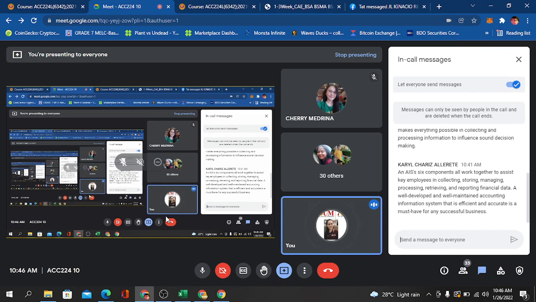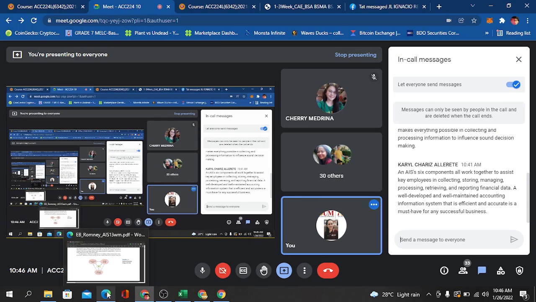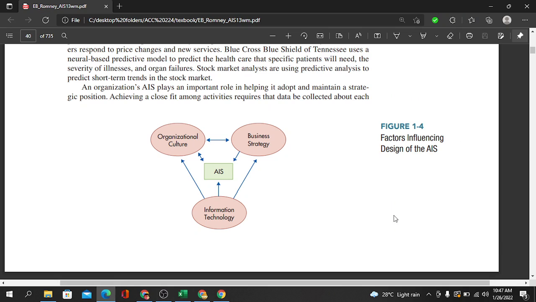Walang nag-chat eh. Akala ko may nag-chat.